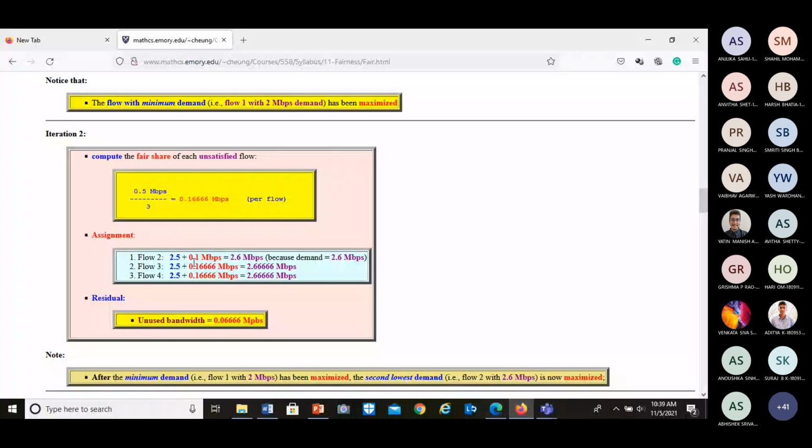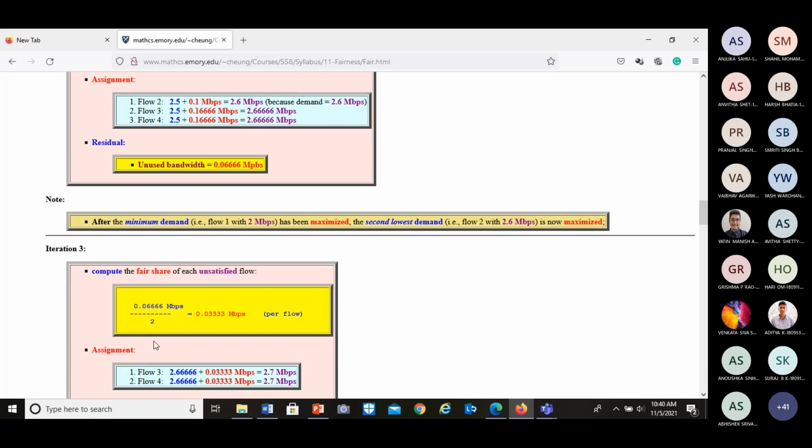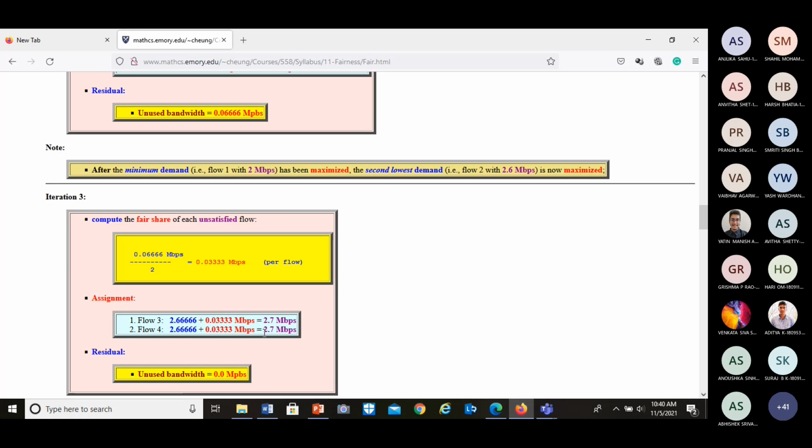Now the excess remaining is 0.066. You divide this by 2 for the last two and allocate it. 0.066 divided by 2 gives 0.033. Allocating this once again, you will get 2.7 and 2.7.